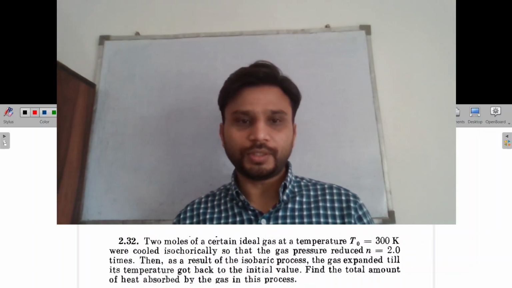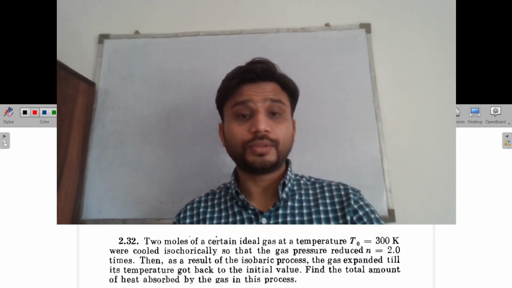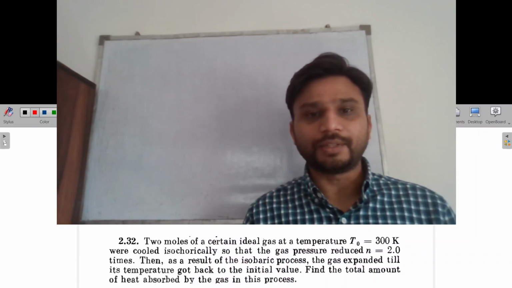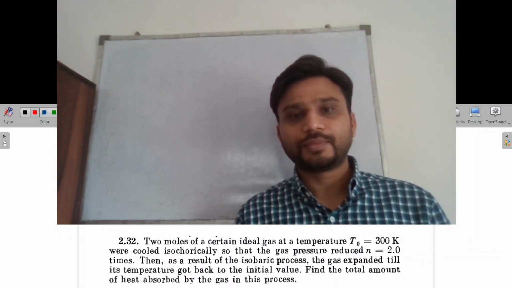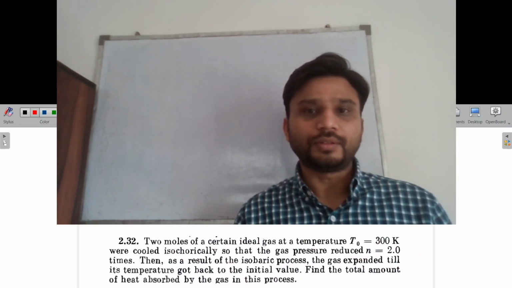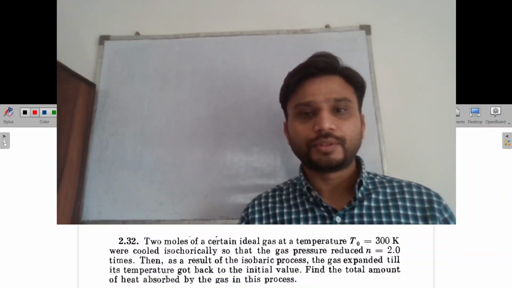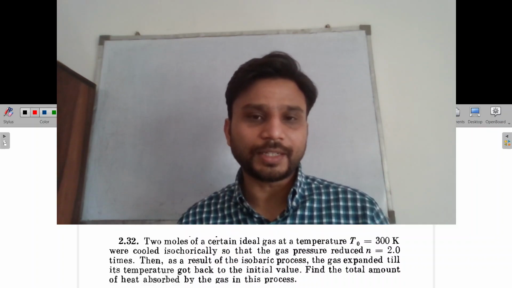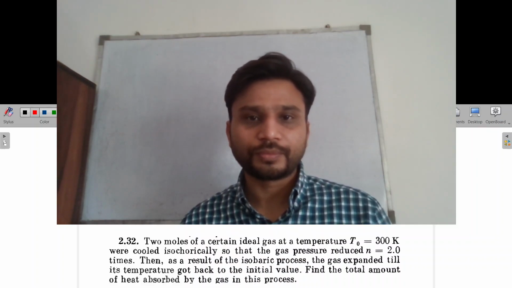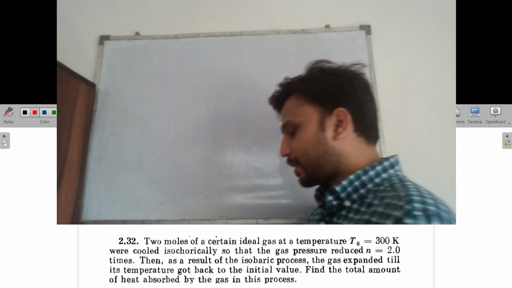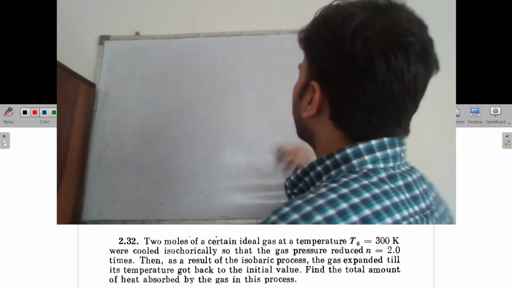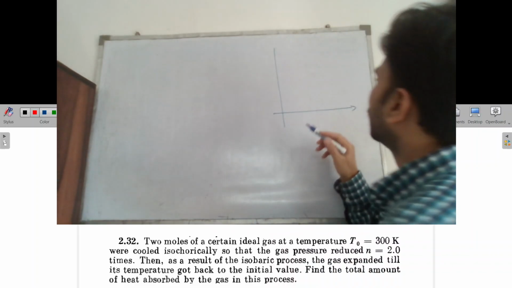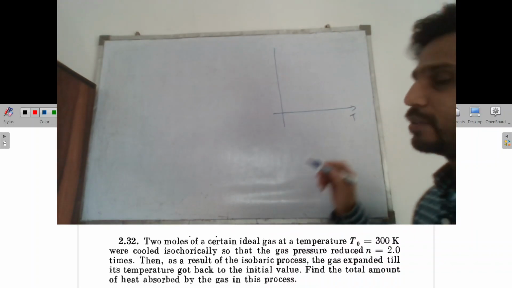Basically, we want to do this question number 2.32, which belongs to the chapter of thermodynamics in the book Irodov. As per this question, we have 2 moles of a certain ideal gas at a temperature T naught. So the gas is currently at some particular state where we know its temperature T.